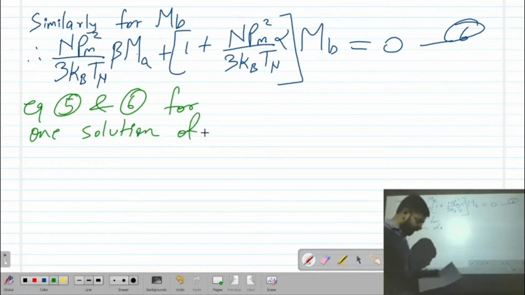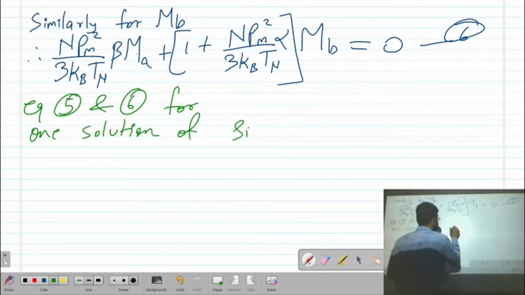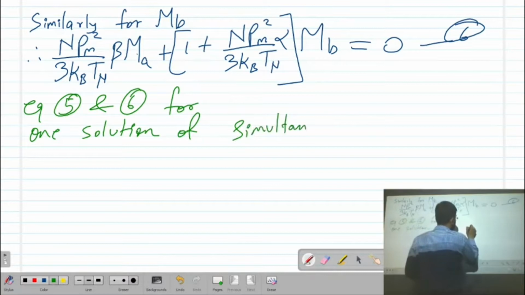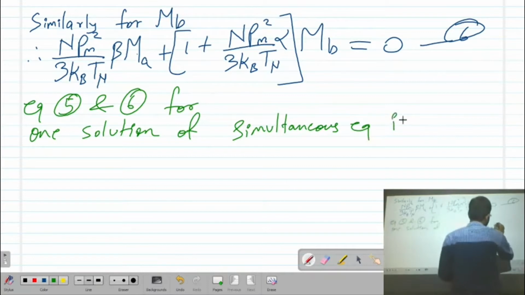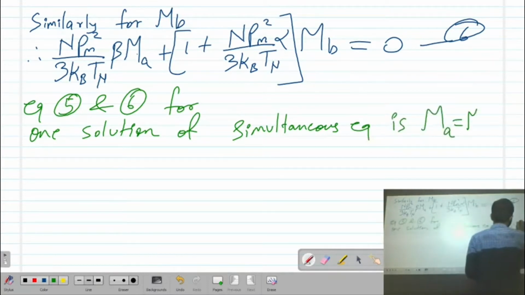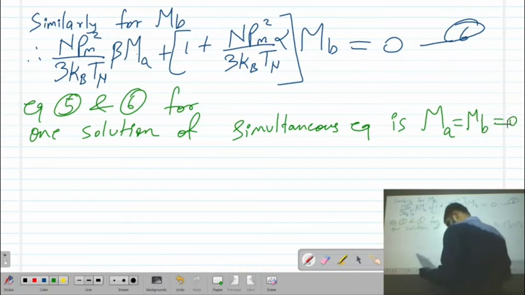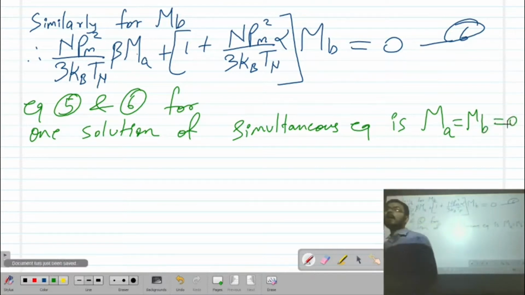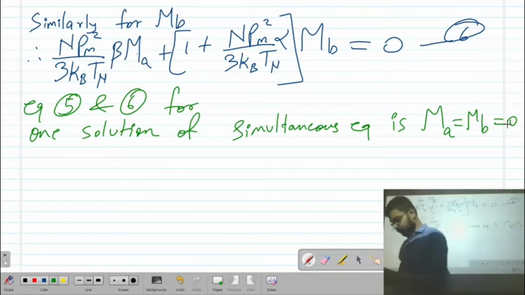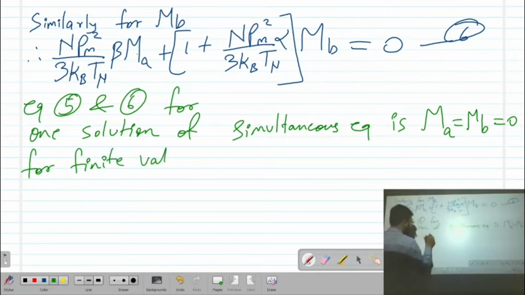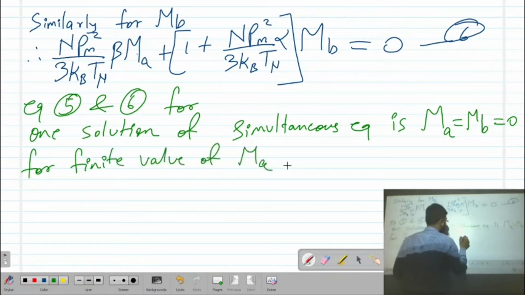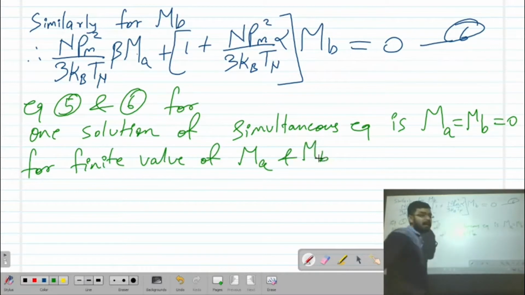Equations 5 and 6 are simultaneous equations. The solution of the simultaneous equations is m of A equals m of B equals 0. Now spontaneous magnetization will take place if there exists a solution for the simultaneous equations. So for finite values of m of A and m of B, we will take determinants.